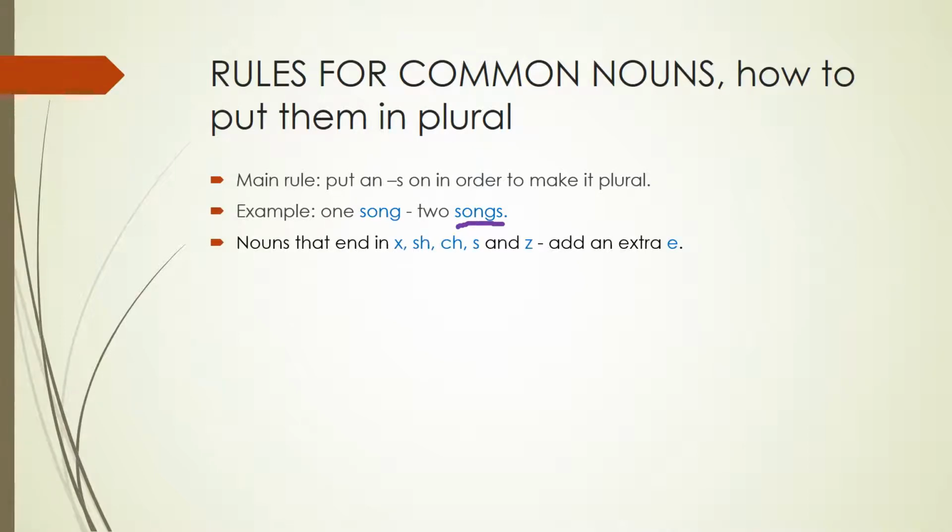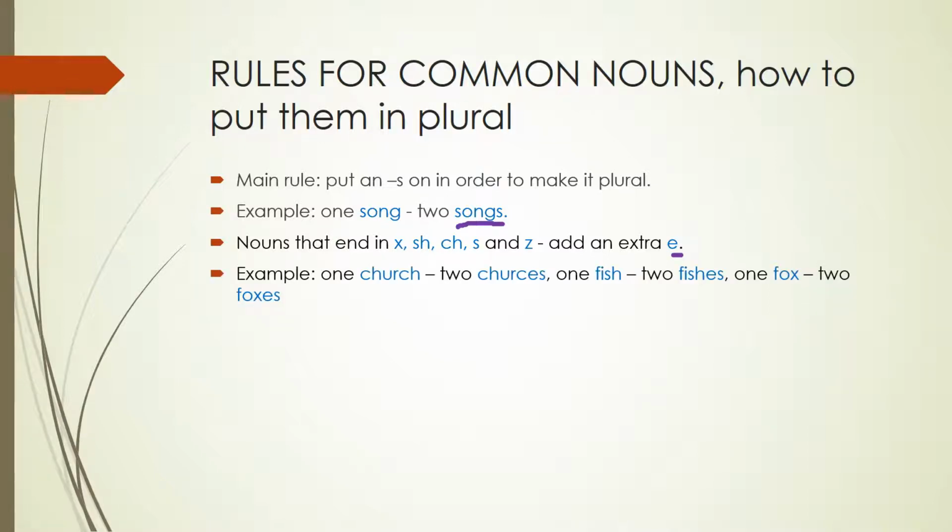Nouns that end in X, sh, ch, s, and z, you need to add an extra E in order to make it plural. Example: one church, two churches. One fish, two fishes. One fox, two foxes.